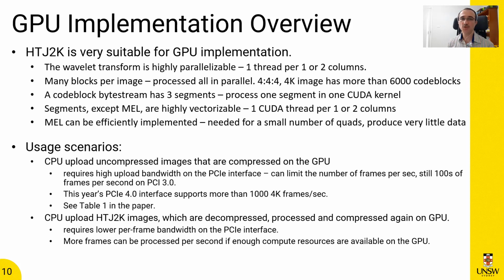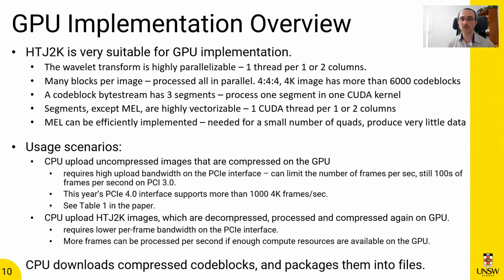We envisage 2 scenarios. In one scenario, the CPU uploads uncompressed images, which are compressed by the GPU. This requires high upload bandwidth on the PCIe interface, which limits the number of frames processed in a second. In another scenario, the CPU uploads high-throughput JPEG2000 images that are decompressed, processed, and compressed back on the GPU. This requires less bandwidth on the PCIe interface, but more compute resources. The CPU is responsible for downloading the compressed code blocks and packaging them into files.